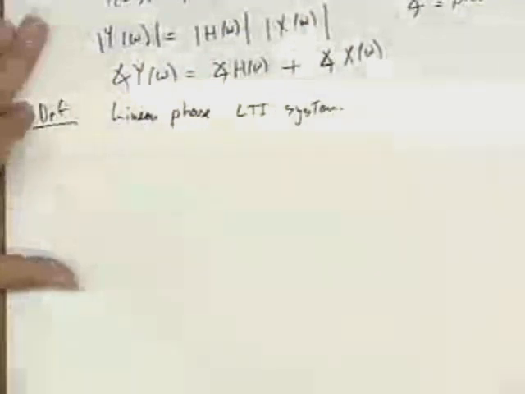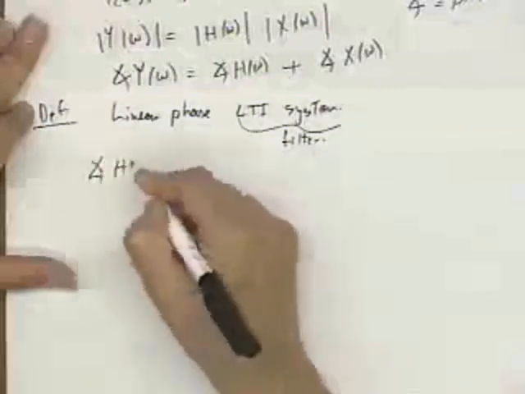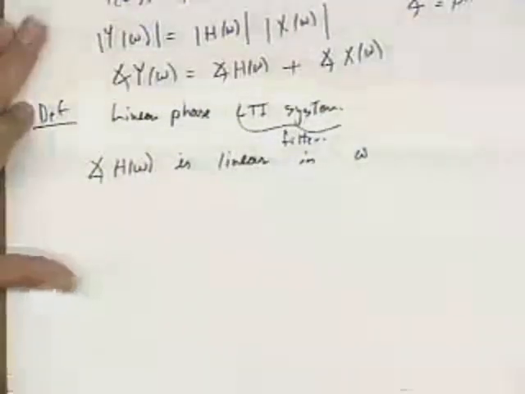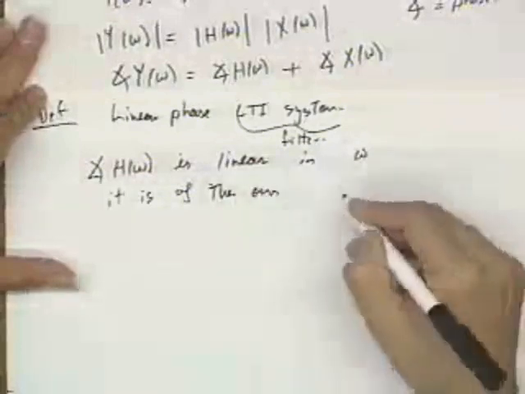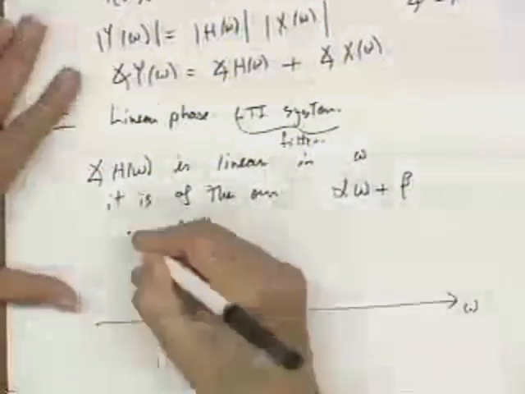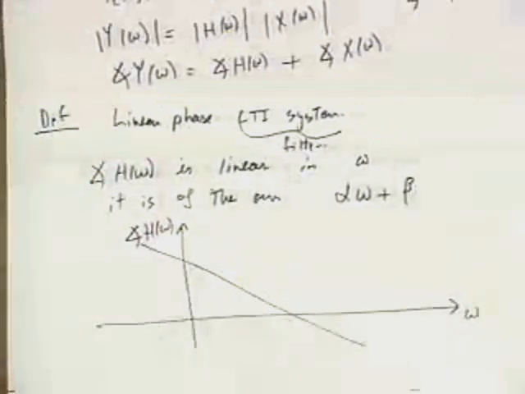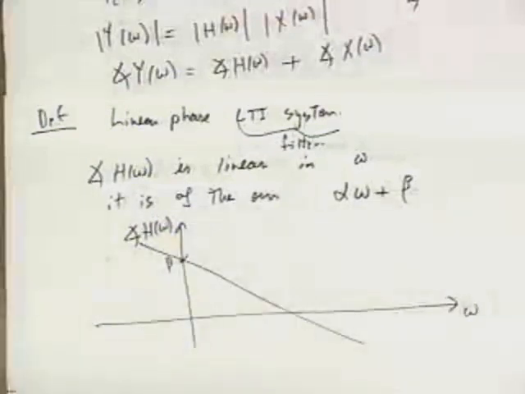The definition we have here is that a linear phase LTI system, or a filter, we call this the same thing, has an angle of H of omega that is linear in omega. That means it is of the form alpha times omega plus beta. That's what we mean for something being linear. So if I plot it as a function of omega, I get just a line. That's all there is to it, where when omega is equal to 0, it intersects at beta.